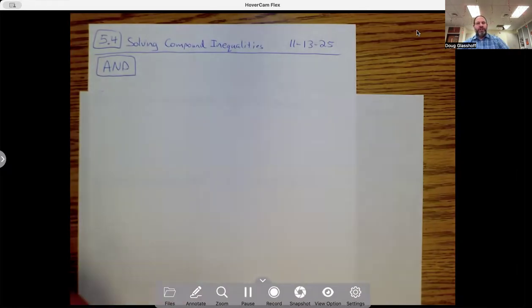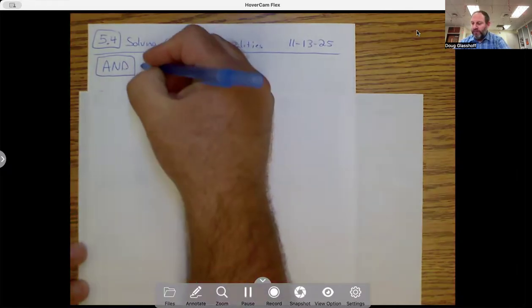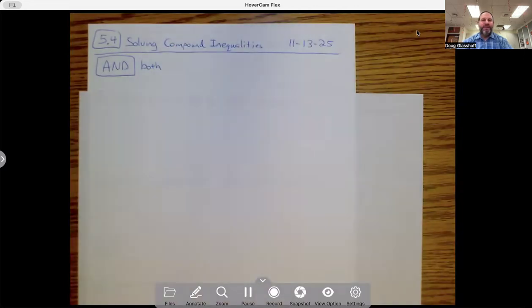Okay, so solving compound inequalities, section 5.4. The and, as we know, means both. So both requirements have to be met. If you're told to wear your maroon and gold to school, that means you're supposed to wear both, right? If you wear maroon or gold, then it's one or the other. So both requirements have to be met if you say the word and.